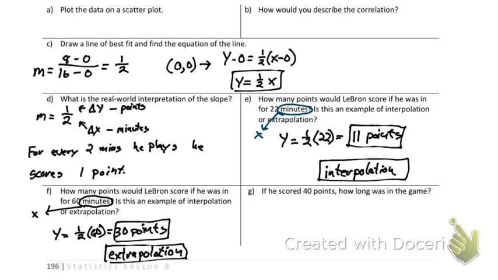All right, last one says if he scored 40 points, points are our y values, right? So if he scores 40 points, I'm looking at my y value. How long was the game? So we have to replace our y value with 40. So instead of replacing our x, we're going to have 40 equals 1/2 x. So we're actually solving for x this time. Well, to get rid of that 1/2, we multiply by its reciprocal, which is 2, or 2 over 1. So I'm multiplying both sides by 2. So we should end up with x equaling 20 minutes.